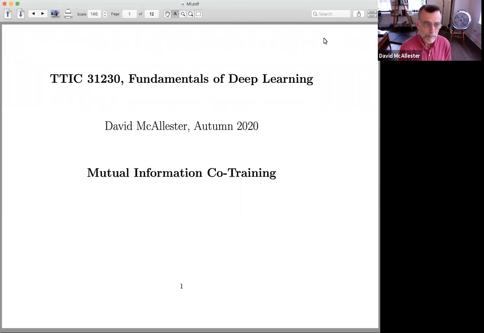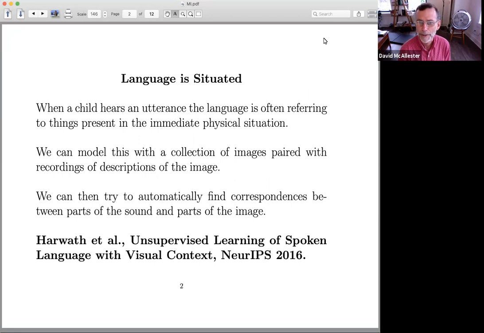Hi, this unit is going to be on something I'm calling mutual information co-training. I'm going to define this at an abstract mathematical level, but before I do that, I'm going to motivate it by the problem of language learning. When children hear language, the utterances are in some context, some situation.